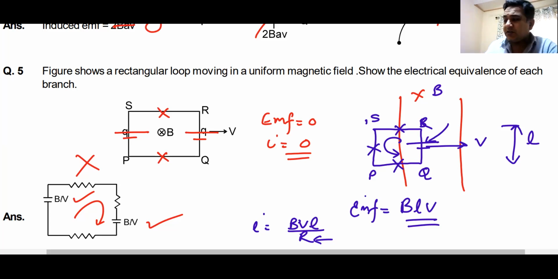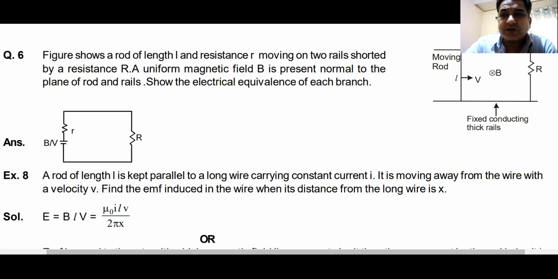Once you convert each and every side into a battery, this simply becomes a question of Kirchhoff's law, and can be easily done using the concept of Kirchhoff's loop law. Here is an example that you see. Figure 6 shows a rod of length L, resistance r, moving on a rail shorted by resistance capital R. Magnetic field is present normal to the plane. Show the electrical equivalence of each branch.